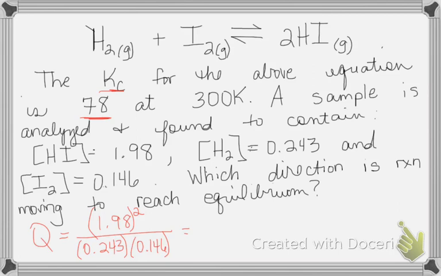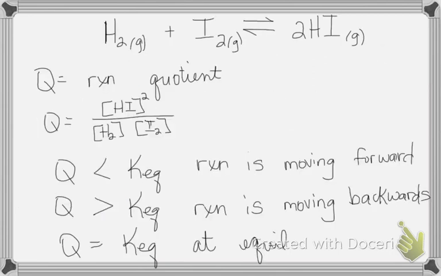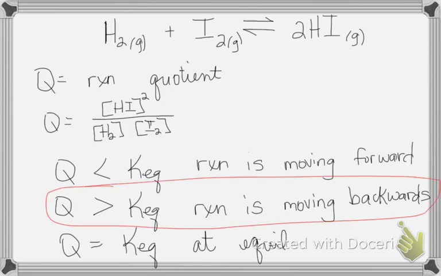What do y'all calculate for Q? 110.5, so 111 for Q. Agreed? All right, Q is 111. The equilibrium constant is 78. Yes, since Q is larger than the KEQ, the reaction is in reverse.